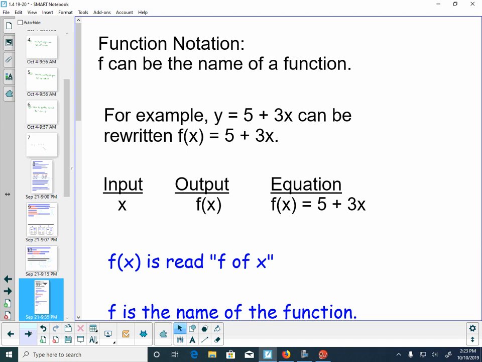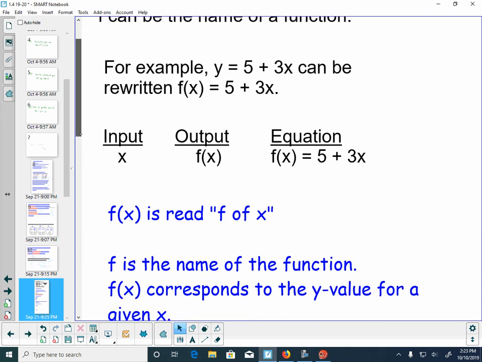All right? Okay, so f can be the name of a function. You don't have to use f of x. You could use g of x, or h of x, or p of x, or q of x, whatever you want. For example, y equals 5 plus 3x can be rewritten f of x equals 5 plus 3x. The input would be the x. The output will be f of x, and the equation is f of x equals 5 plus 3x.